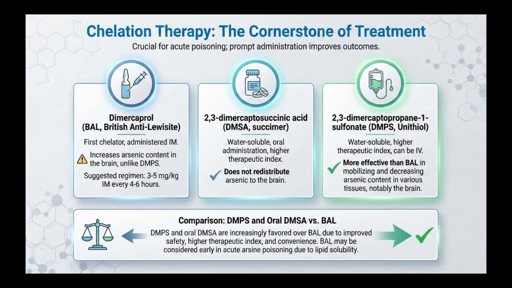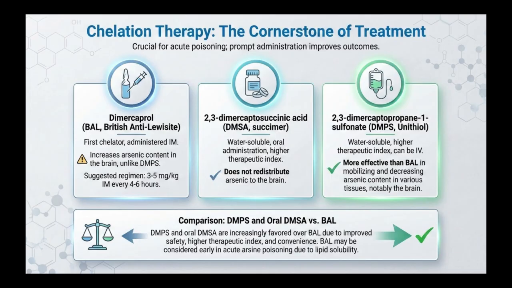Animal studies demonstrate that dimercaptosuccinic acid can improve the lethal dose 50%, or LD50, of arsenic, and unlike dimercaprol, it does not cause redistribution of arsenic to the brain. Another water-soluble analog is dimercaptopropane 1-sulfonate, also called unithiol or dimaval. It has a higher therapeutic index and potency ratio in experimental acute arsenic poisoning than dimercaprol. This agent can be administered intravenously, facilitating faster delivery, which is especially important in patients experiencing hypotension or shock.